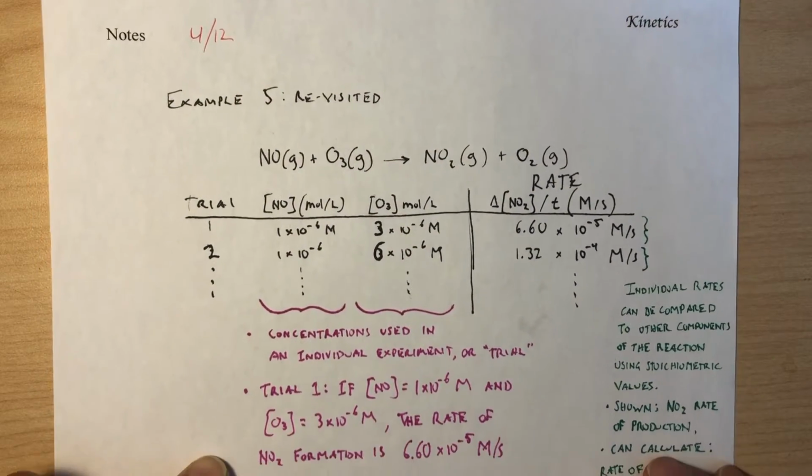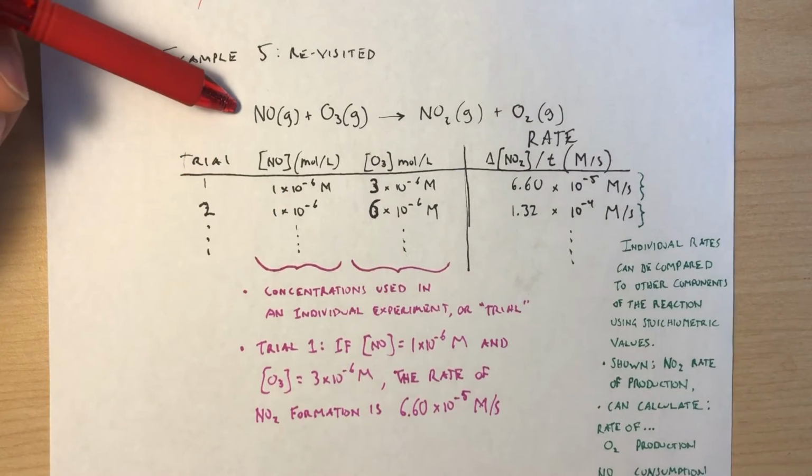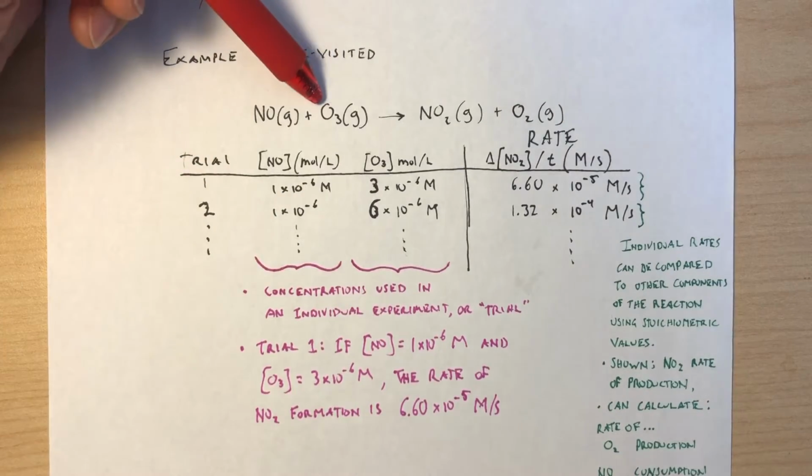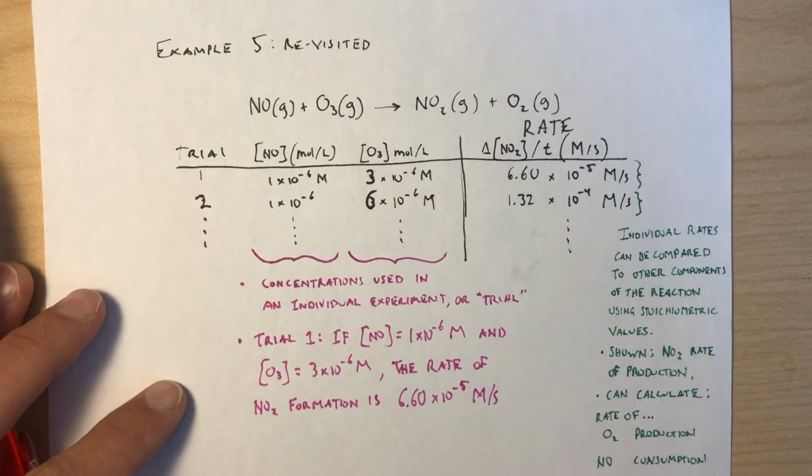Hello class, before we continue with kinetics, I wanted to revisit example 5 from the last class, the reaction of NO and ozone to make NO2 and O2. So I wanted to point out some information about the tables.